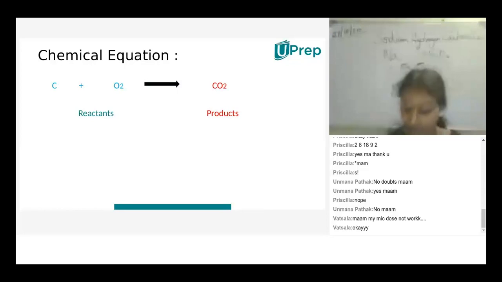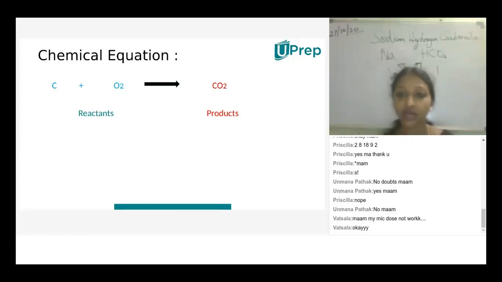How to represent the chemical equation. A chemical equation is the representation of a chemical reaction. By seeing the chemical equation, we can understand what kind of reactants are reacting and what kind of products are formed. We can also easily understand what kind of atoms are involved, and the quantity, so it is both a qualitative and quantitative representation of the reaction.